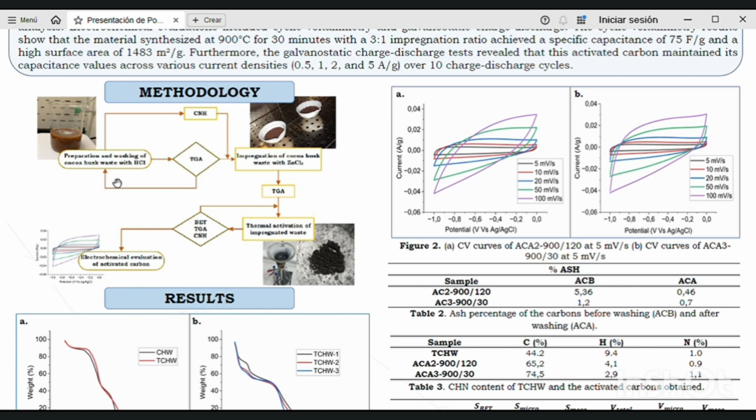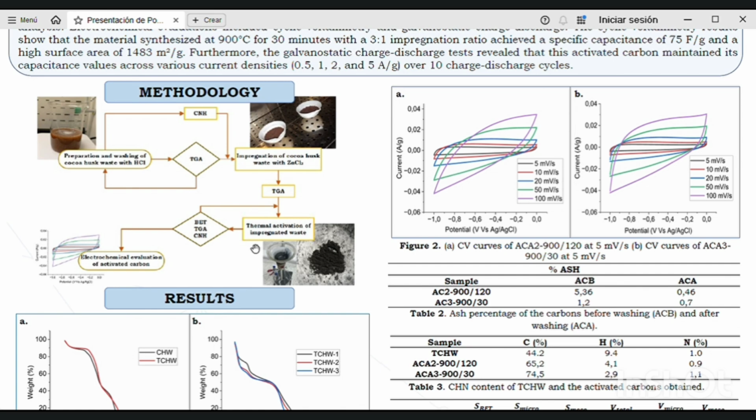Pretreated waste was impregnated with the activating agent zinc chloride in different weight ratios of activating agent to waste: 1 to 1, 2 to 1, and 3 to 1. The impregnation was carried out by magnetic stirring. The waste impregnated with the activating agent was carbonized in a tubular oven at temperatures of 650 and 900 degrees Celsius, selected based on thermogravimetric analysis results conducted on the impregnated samples.